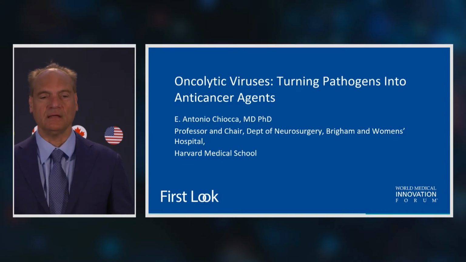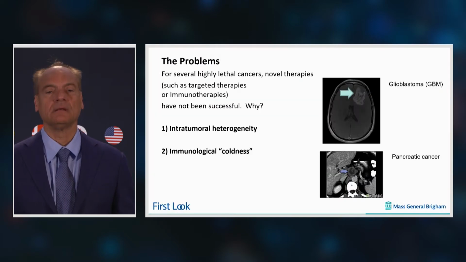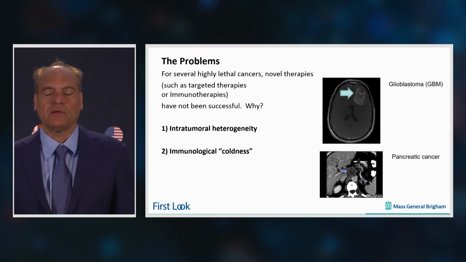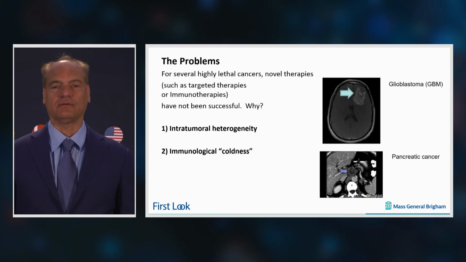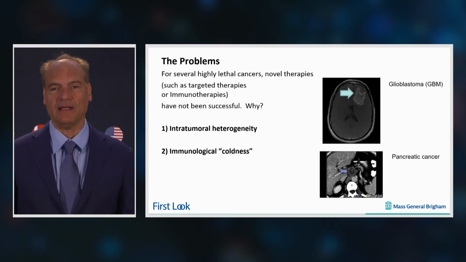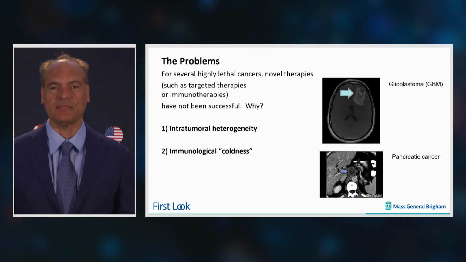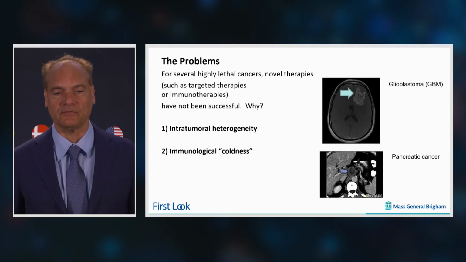Our first look today is on oncolytic viruses, how we turn pathogens into anti-cancer agents. These are the problems we are trying to solve. For several highly lethal cancers, new therapies, such as targeted therapies, have not been successful. Two of the most lethal cancers are shown on the scans on the right. One is glioblastoma, the other one is pancreatic cancer. The question is, why have targeted therapies and immunotherapies not been successful?